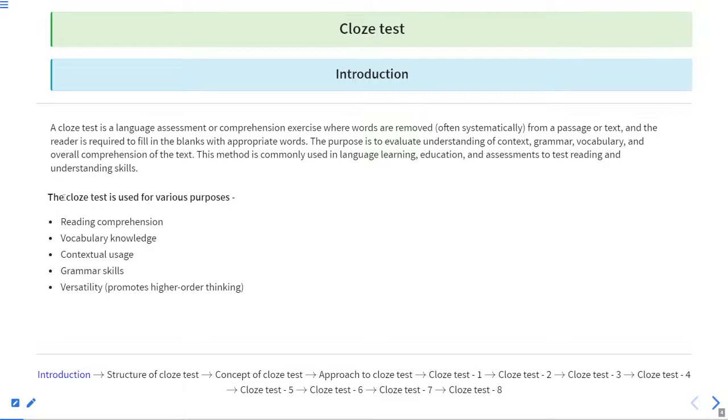So what do we use cloze test for? As we said, we can also use it for reading comprehension. We can use it for vocabulary knowledge. We can use it for contextual usage. We can use it for grammatical skills and also for versatility, where we may promote higher order thinking through cloze test.